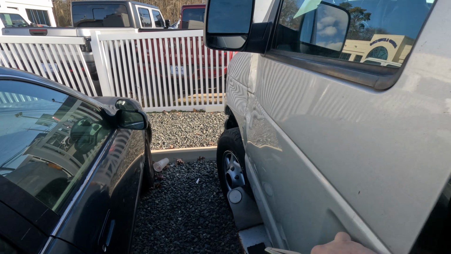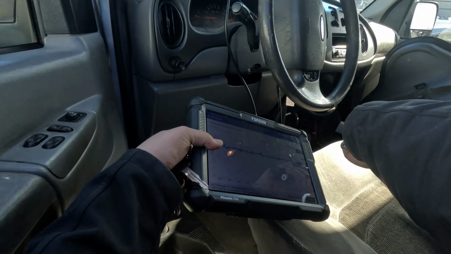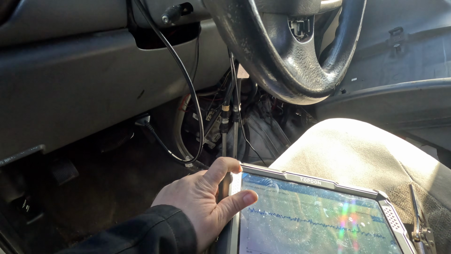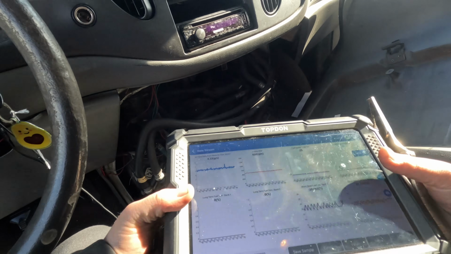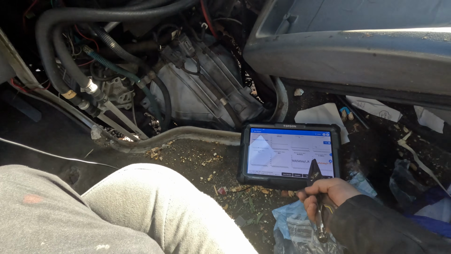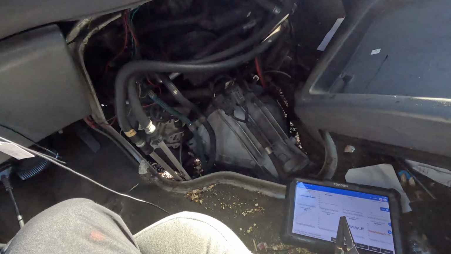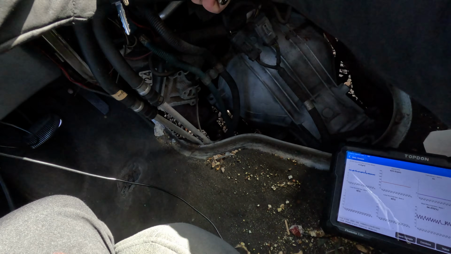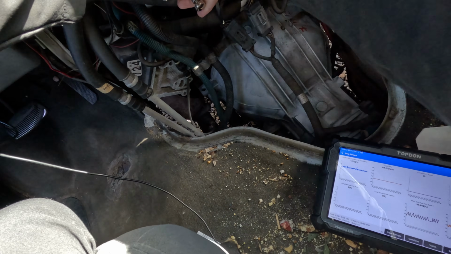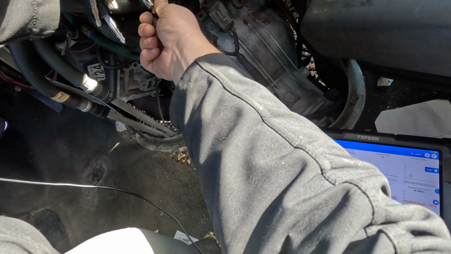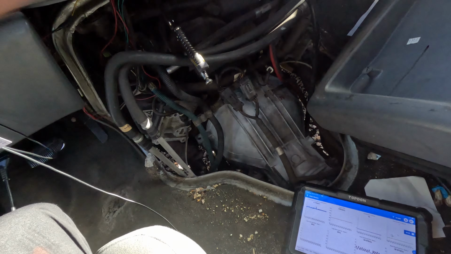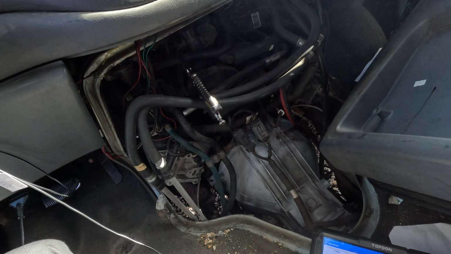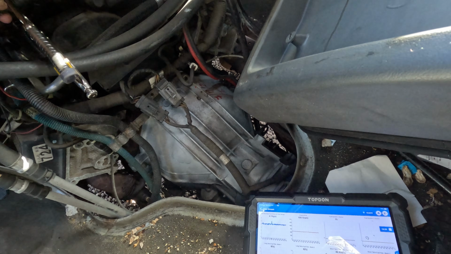Alright, so I got a vice grip here. And if we look here, we're still running at like 39. Alright, that's pinched off. And it didn't make any difference.